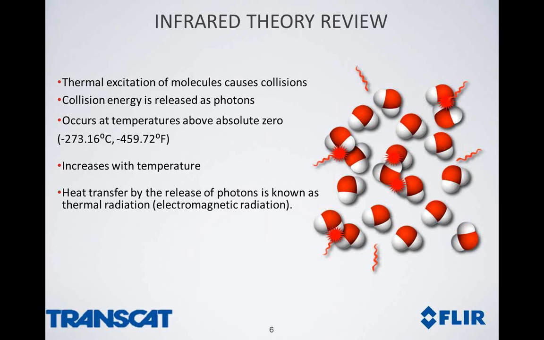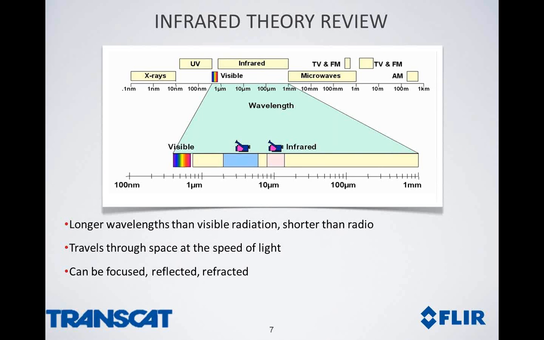medium increases, so does the molecular movement in collisions. Thus, an increase in temperature produces an increase in the release of photons. This form of heat transfer caused by the release of photons is known as thermal radiation or infrared radiation. Thermal or infrared radiation is what is sensed or seen by an IR camera.